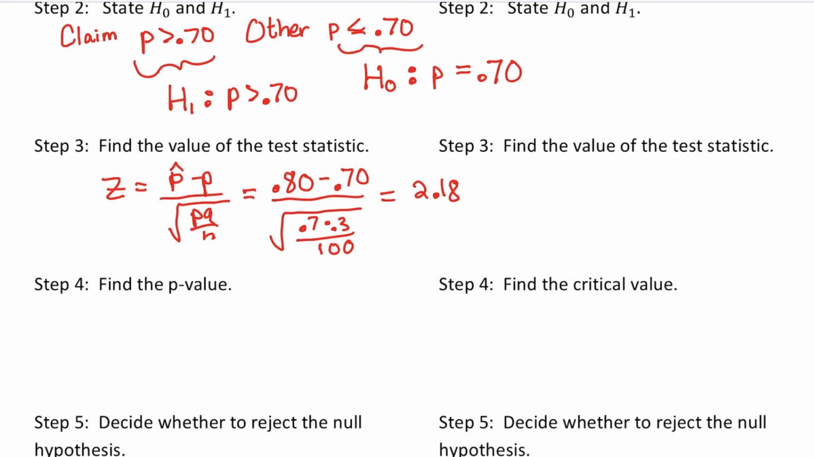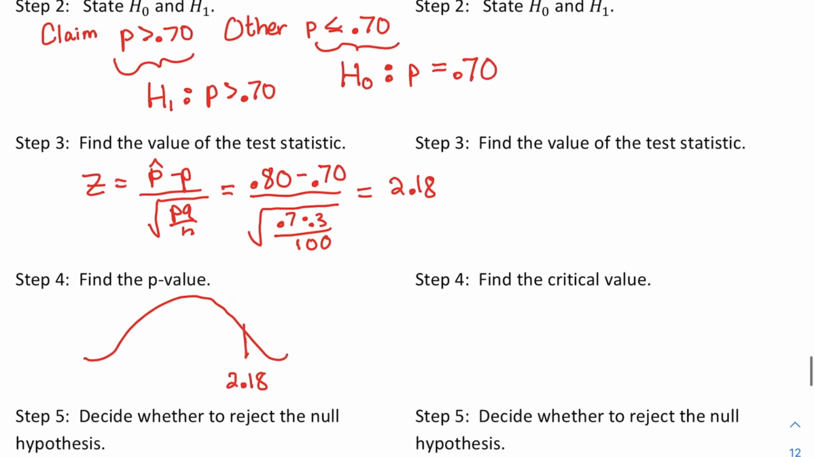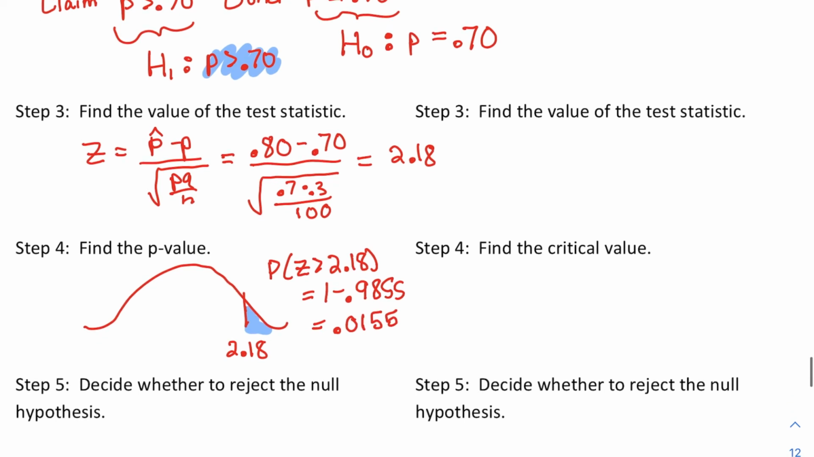Now here's where things diverge a little bit. So let's start with our p-value. Using my test statistic of 2.18 and my alternative hypothesis being greater than, my p-value is going to be the probability that z is greater than 2.18, which if you use your normal distribution table is going to be 1 minus 0.9855. It should be, although I didn't write it, 0.0145, because I was trying to subtract in my head and got the wrong thing there, but 0.0145.